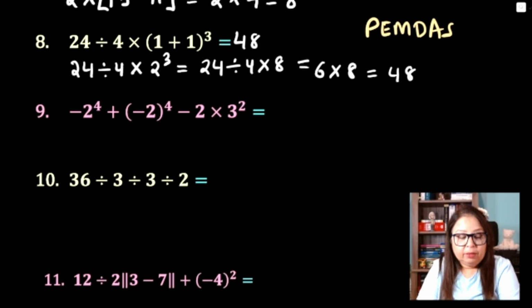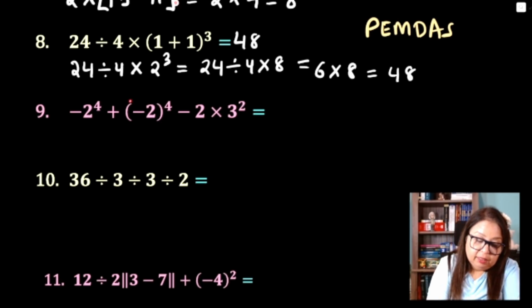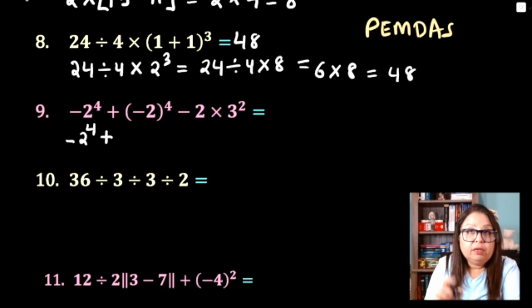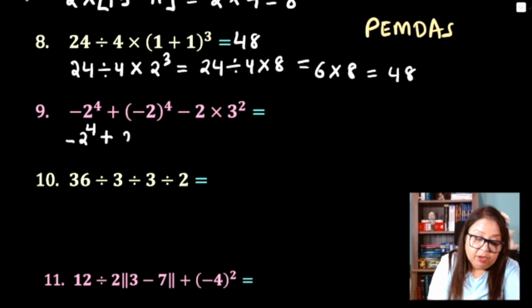For number 9, do we have any parentheses? Yes, we do. This minus 2 is inside the parentheses and it is raised to power 4. So what do we get? We have minus 2, this entire thing, to the power 4. It becomes 2 to the power 4. Then we have minus 2 times 3 squared. Now 2 to the power 4 is equal to 16.